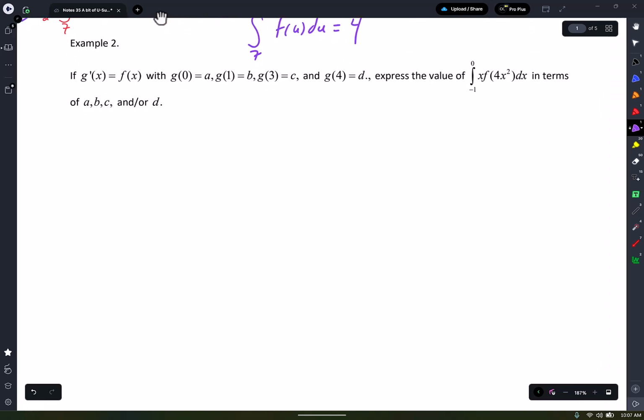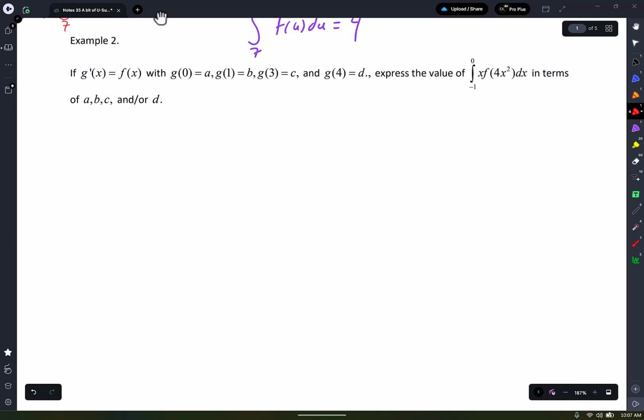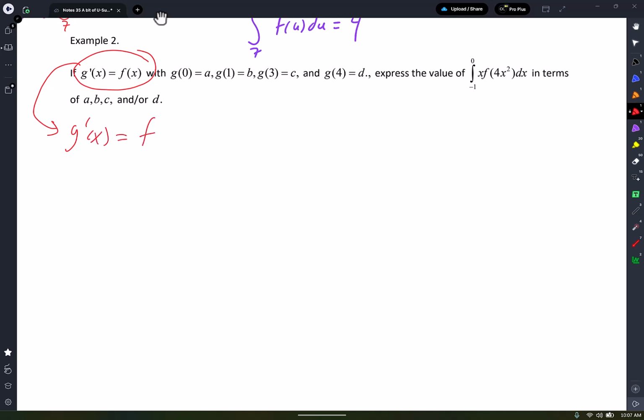Example 2. I really like this example, by the way. If g prime equals f, with g of 0 equals a, g of 1 equals b, g of 3 equals c, g of 4 equals d, express the value of the integral from -1 to 0 of x times f of 4x squared dx in terms of a, b, c, and/or d. Okay, we're going to go slow. Guys, make a note. It does not matter what letter you have in there. If you say g prime of x equals f of x, I could have also said g prime of w equals f of w. I could have said g prime of triangle equals f of triangle.